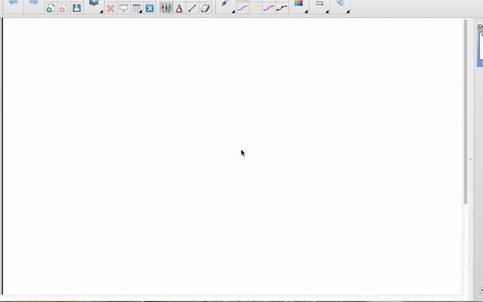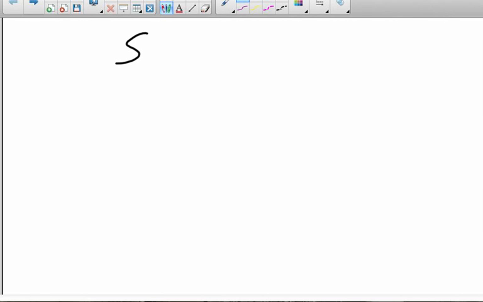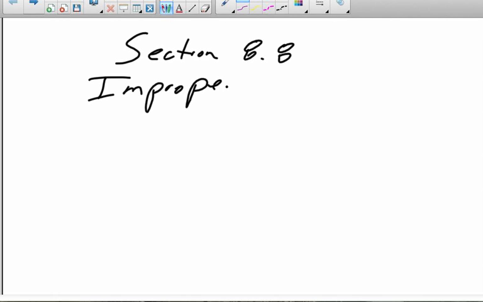So this is section 8.8. We'll be talking about improper integrals. Everything we've done so far has been what's called a proper integral, definite or indefinite. Okay, so first let's talk about what an improper integral is.